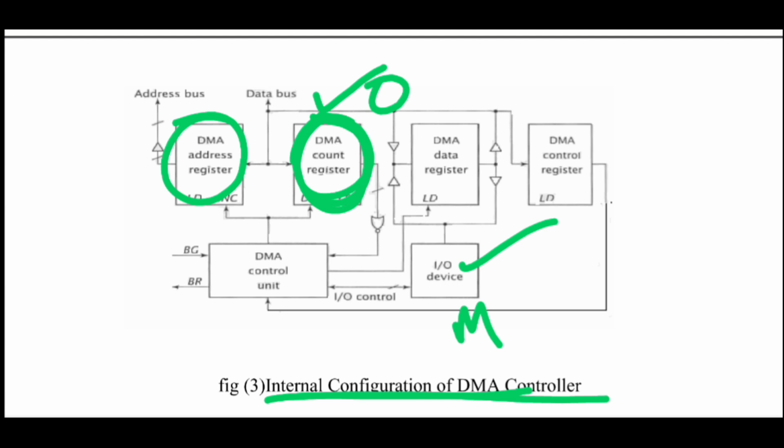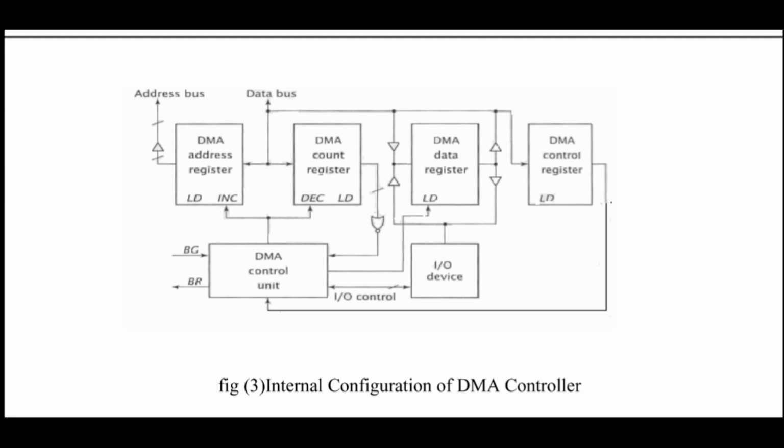While the data is being transferred, the DMA count register keeps decreasing, and at a certain time it will be 0. At that time the transfer is completed. The DMA data register acts as a DMA buffer, holding the data temporarily between memory and the IO device.